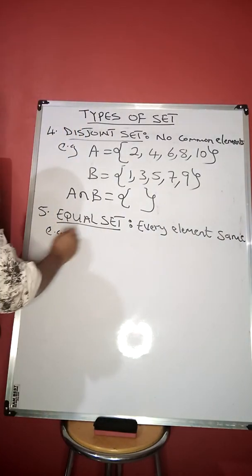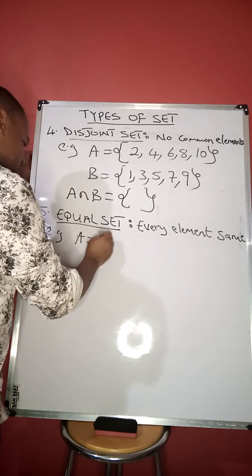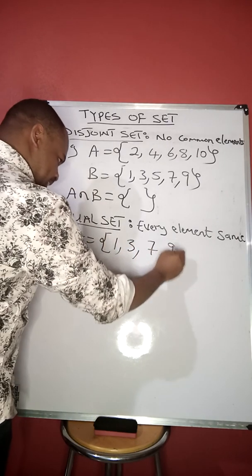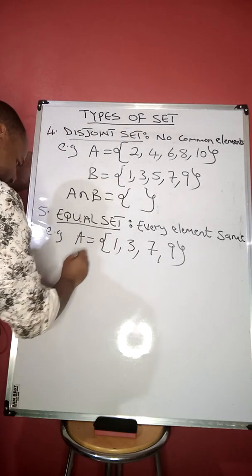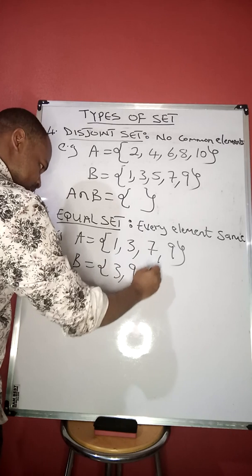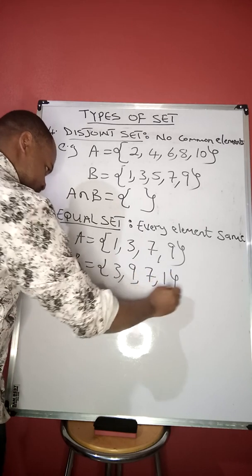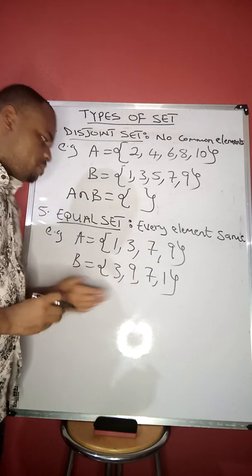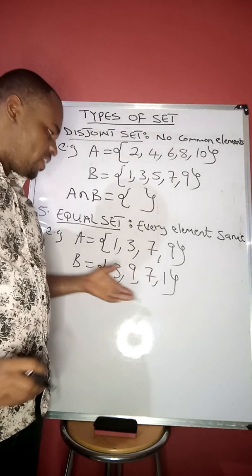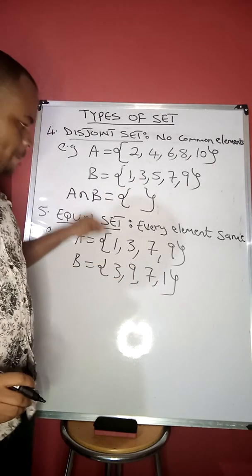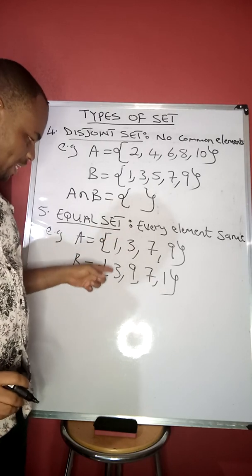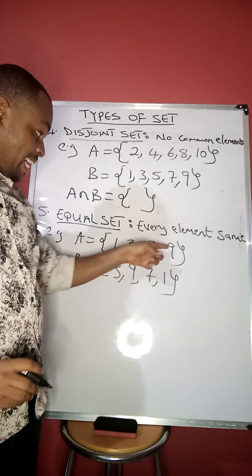Example, if I am given a set A to be {1, 3, 7, 9}, and I am given a set B to be {3, 9, 7, 1}. Now look at set A and set B. The number of elements here is 4, the number of elements here is 4, and the elements themselves: 1 appears here, 3 appears here, 7 appears here, 9 appears here.